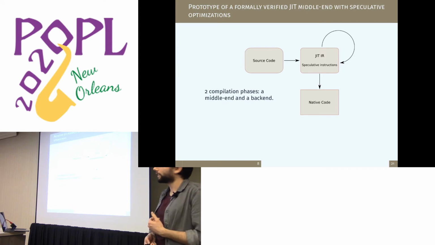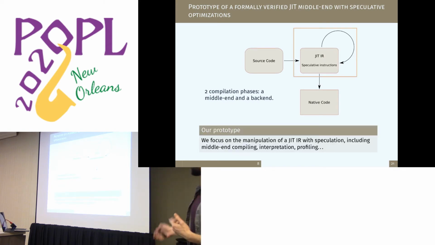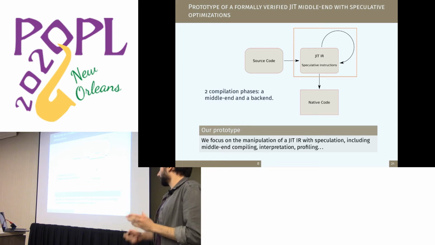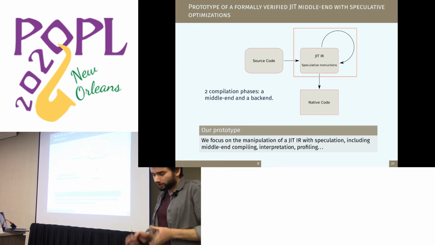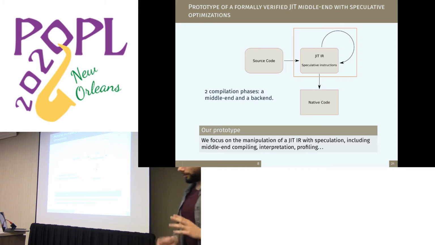Now, what we are interested in so far is actually the JIT middle end, so the part that handles speculative optimizations. So we focus on this JIT middle end, and what is different from Sourir, for instance, is that we are also interested in how proving the JIT middle end interacts with the other components of the JIT, like interpretation, profiling, and so on.